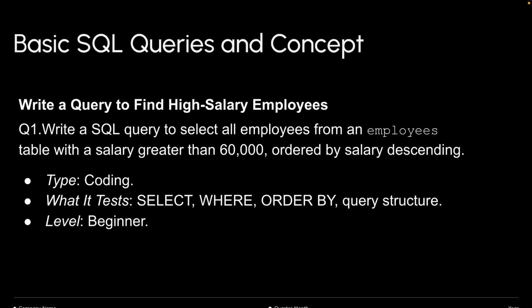So this is your first question. I'll read it out for you: write a query to find the high salary employees. The question statement is: write a SQL query to select all the employees from an employees table with a salary greater than 60,000, ordered by salary descending.